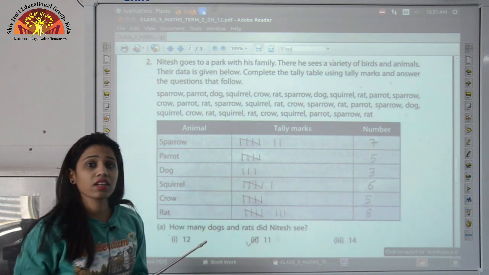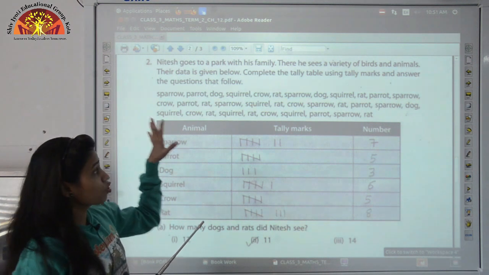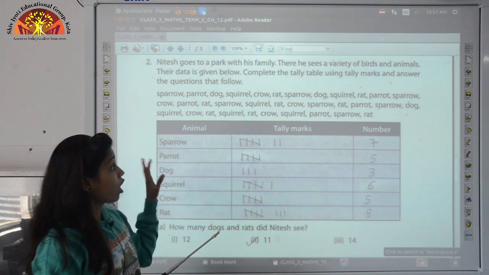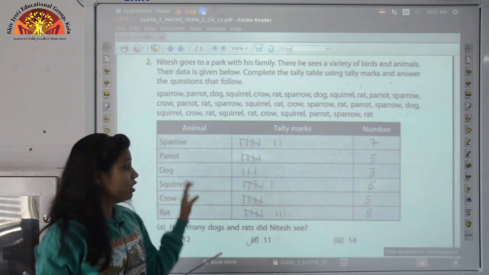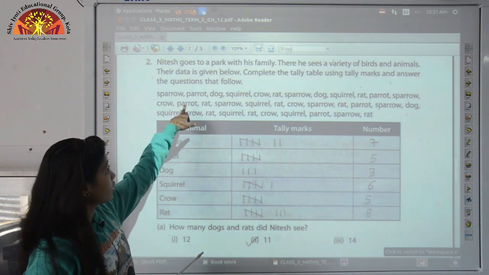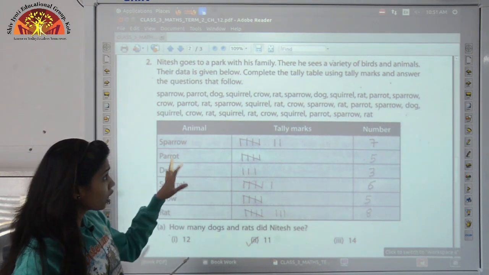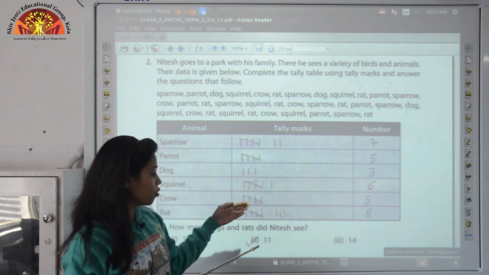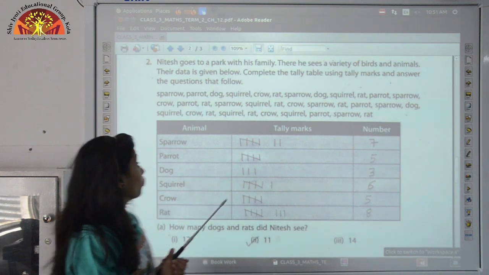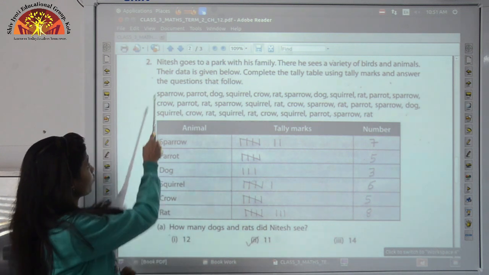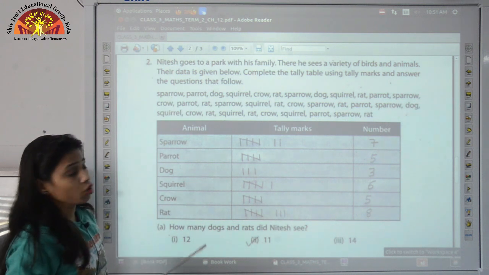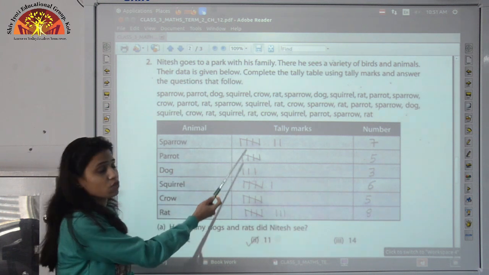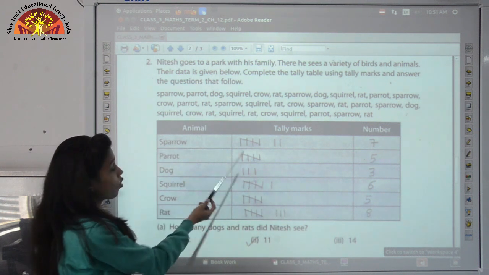Now what is given in this question? Nitesh goes to a park with his family. There he sees a variety of animals and birds. Now how many animals and birds did he see there? The information is given over here. Now what we have to do, using this information we have to draw tally marks and we have to answer the questions given below. Now this information is given over here. Now what we have to do, this is a column of animal. Using this information we have to draw the corresponding tally marks. Now sparrow, how many sparrows are given?